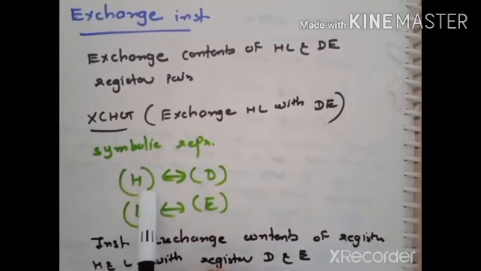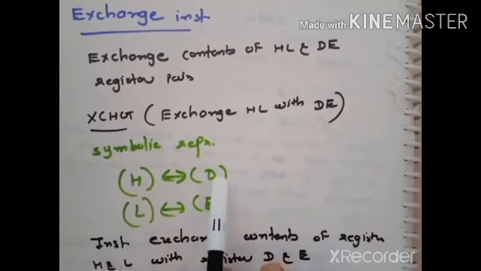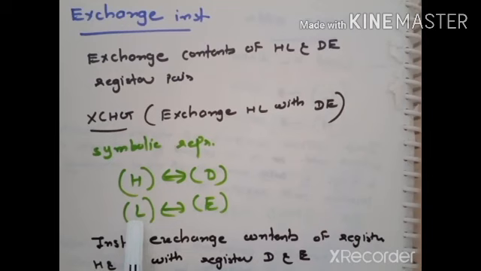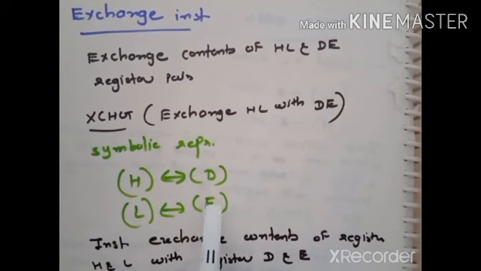Symbolic representation of this: content of H is transferred to D and content of D is transferred to H. Then content of L is transferred to E and content of E is transferred to L. This is the exchange instruction. This instruction exchanges content of register H and L with register D and E.